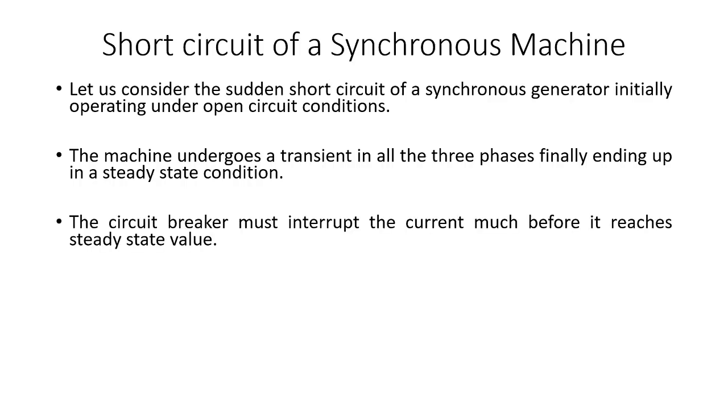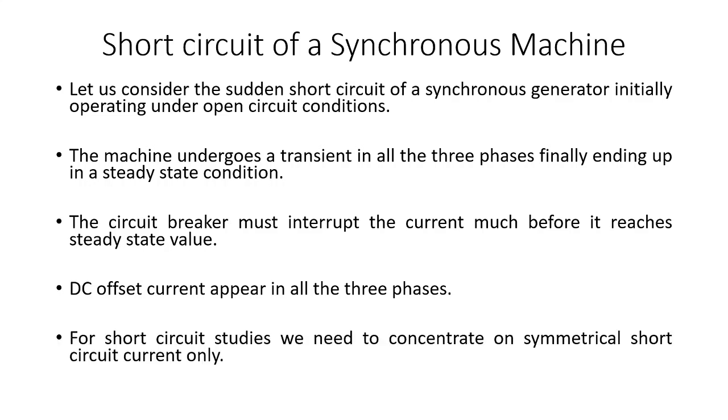The circuit breaker must interrupt the current much before it reaches the steady state value. Within the first few cycles, the circuit breaker must stop the current, otherwise it can damage the different equipment connected to the line. The DC offset current appears in all the three phases. Even though we are dealing with a single line diagram, it means that all the three phases can be modeled by a single line diagram. So the DC offset current appears in all the three phases.